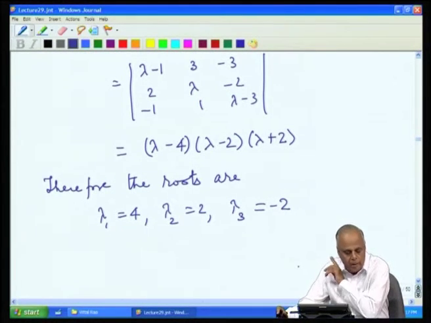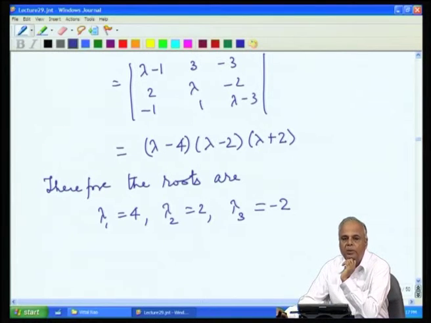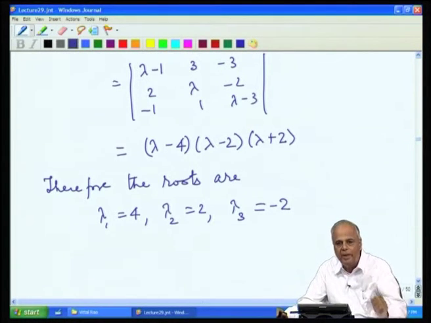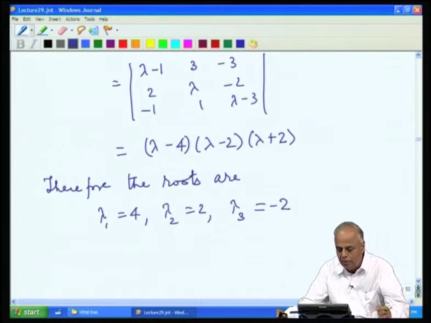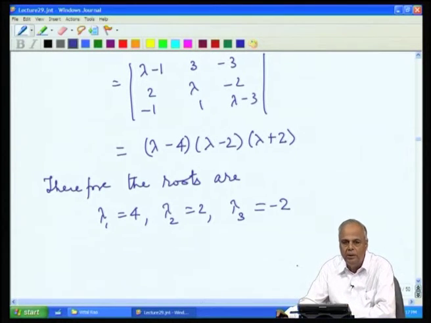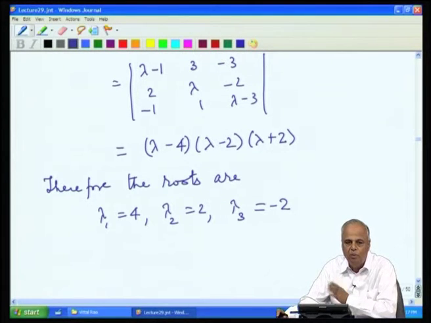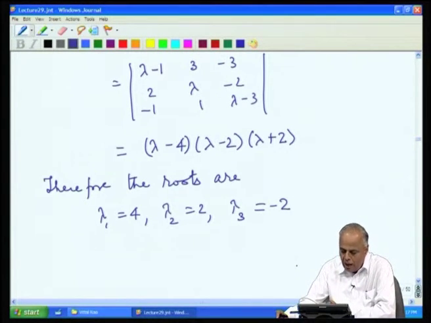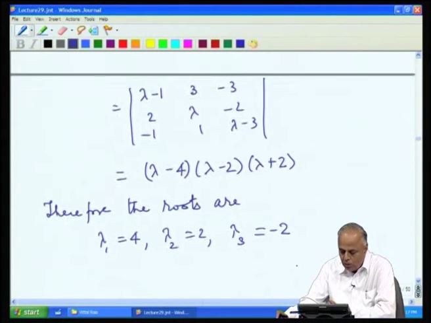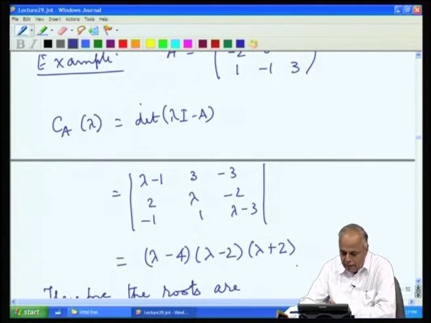You may recall the earlier example we saw when we looked at examples of eigenpairs. In the first example, these were the 3 numbers that appeared in the 3 eigenpairs. The first eigenpair had 4, the second eigenpair had 2 and the last eigenpair had minus 2. So, these eigenvalues will obviously occur in this eigenpair combination. So, here is a matrix A.